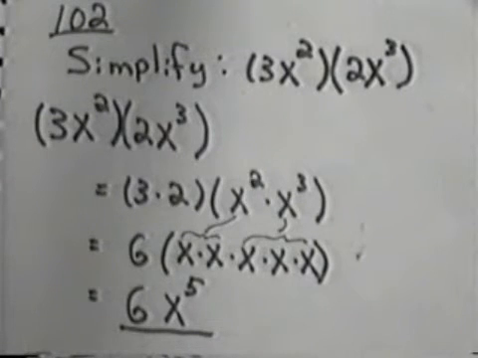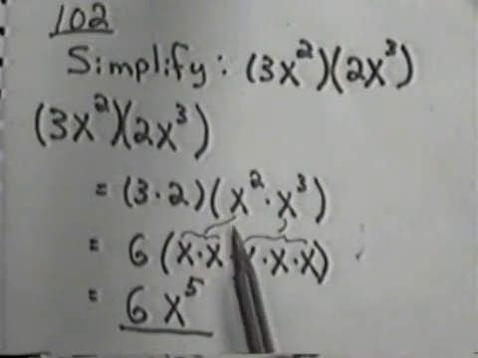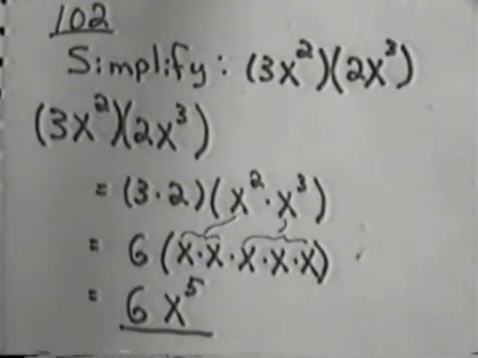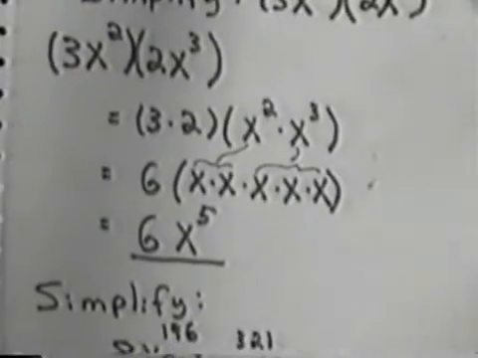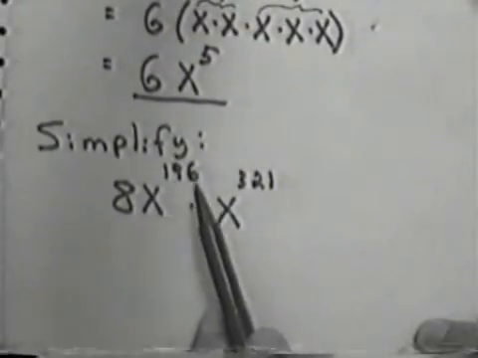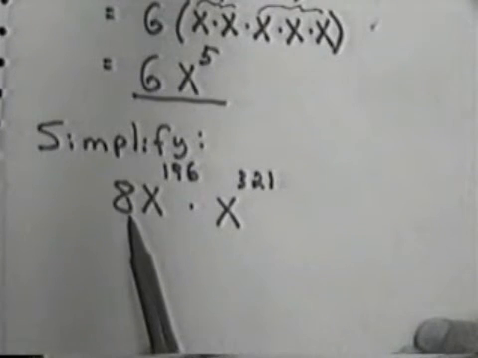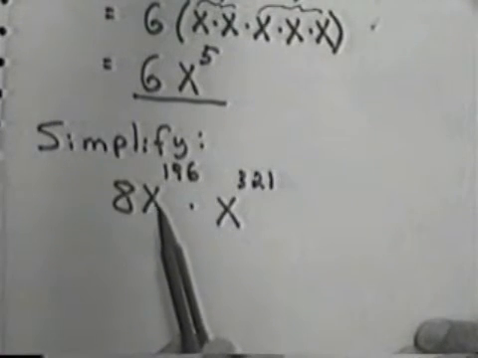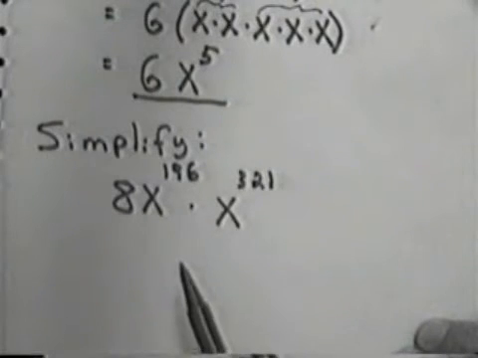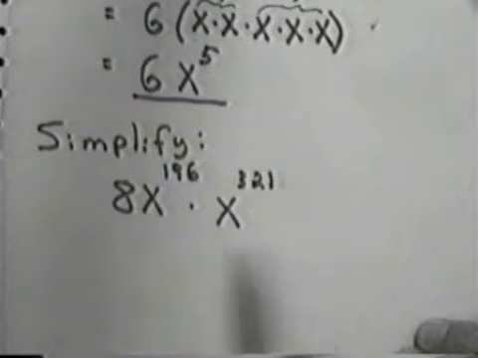Now that strategy works fine as far as writing out what x squared means and what x cubed means, as long as you have small exponents. But what happens if I say simplify 8x to the 196 times x to the 321? Well, we could do it the same way. I can write down the 8, then I can write x as a factor 196 times. I can write x as a factor 321 times. Then I can count the number of times that x has been used as a factor.